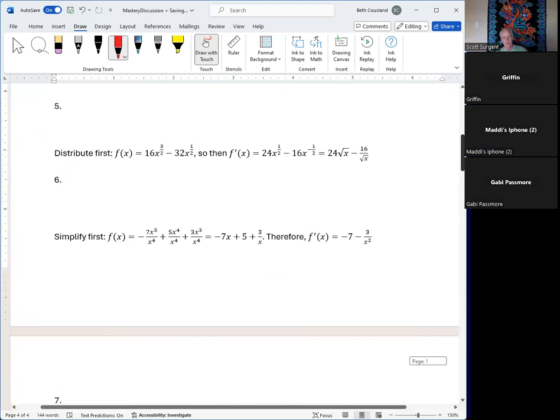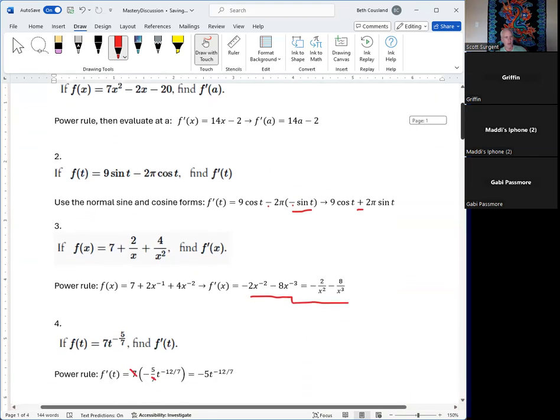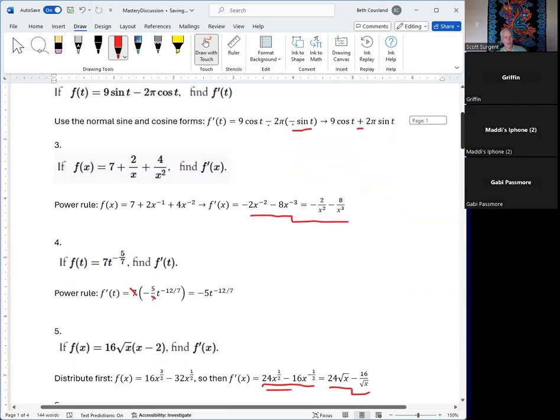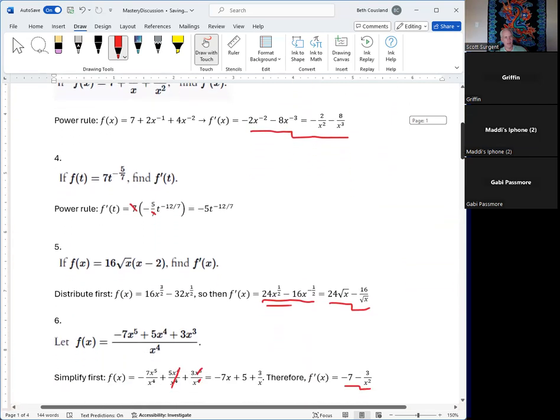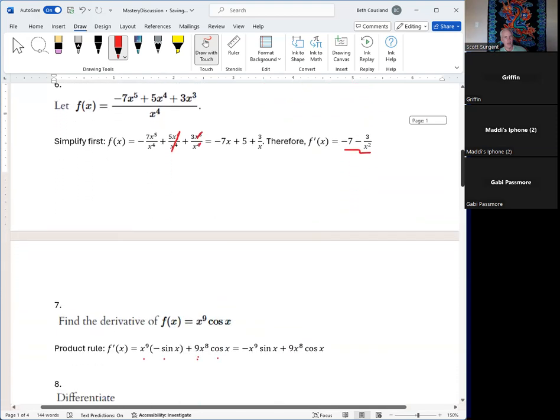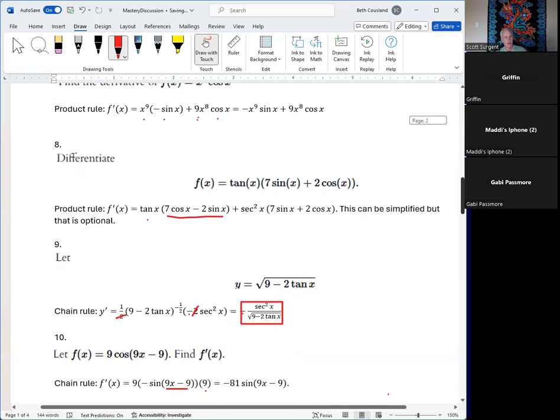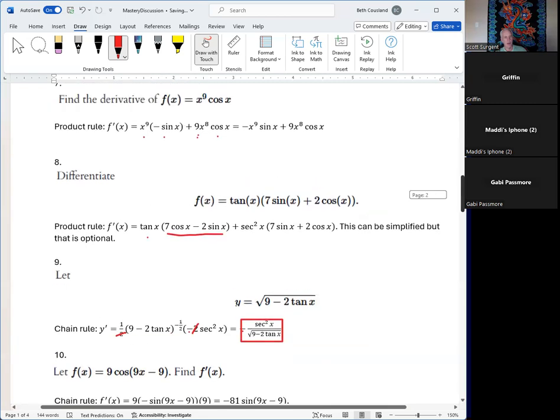I can go over any of the first 20. Anybody have one they want to see a little more in depth? I'm scrolling slowly, just say stop. I just had a quick question about 9. Okay.